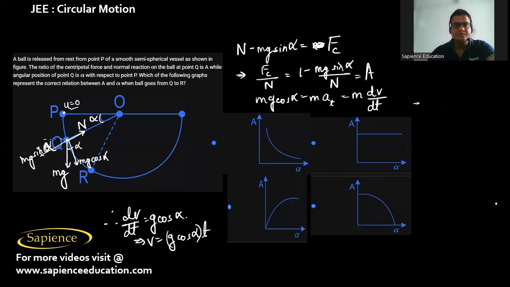So therefore, it will be a straight line. So option C is the correct answer.